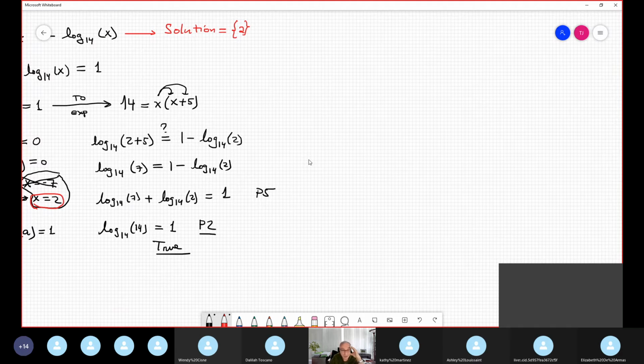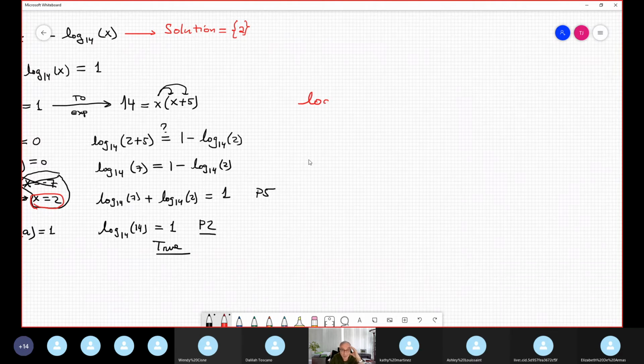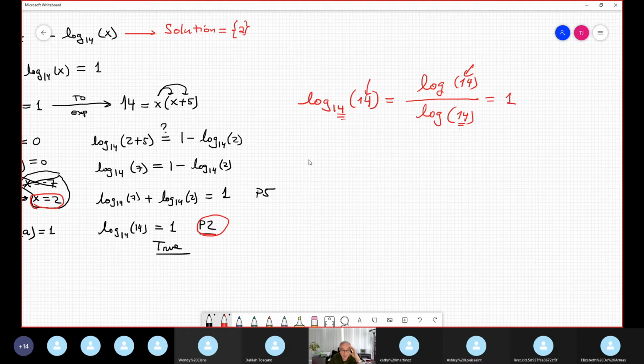Well, in this case, suppose that you need to compute logarithm base 14 of 14, but you don't remember property number 2, that when this number is the same it equals 1. Okay, no problem. In the calculator you put logarithm standard of 14, and in the bottom you put logarithm of 14. It's a coincidence that this 14 is this 14. So, end of the story.